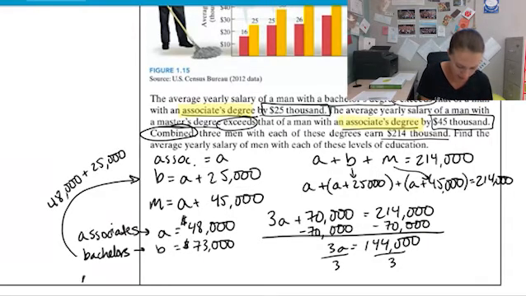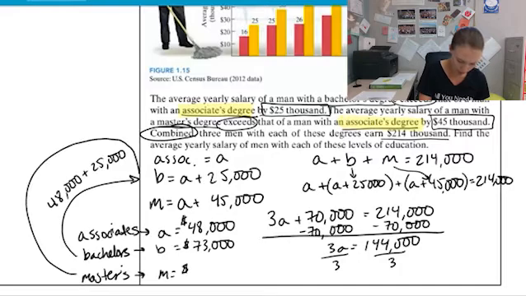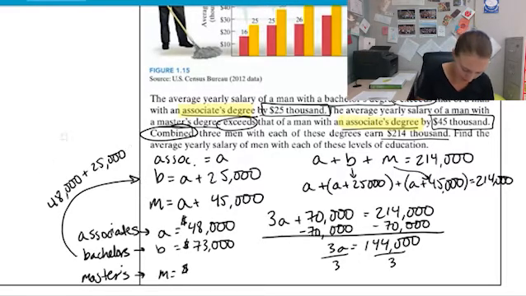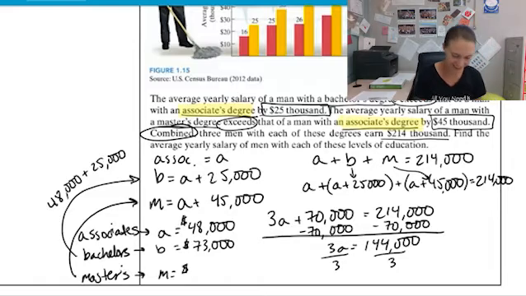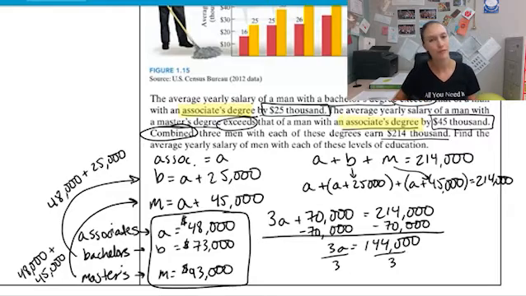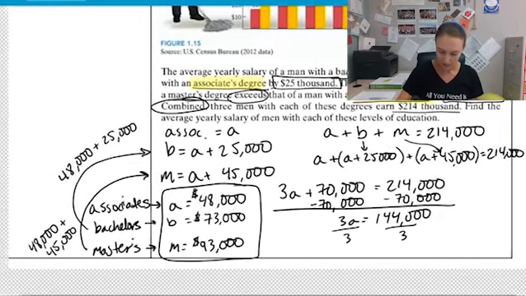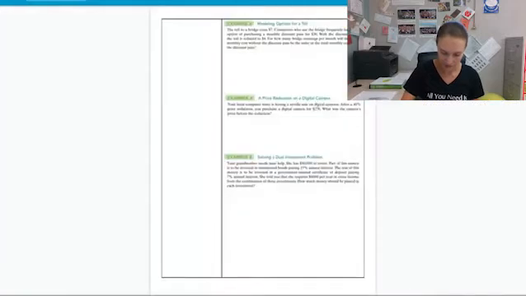And then our master's degree, M equals, and I'm just going to point that, whoa, my arrows are going everywhere. Oh my goodness. There we go. The master's degree is going to be our 48,000 for our associates plus 45,000 as we saw earlier. So that's going to give me $93,000. And that is our answer, our solution for the first problem. Moving to the next page.